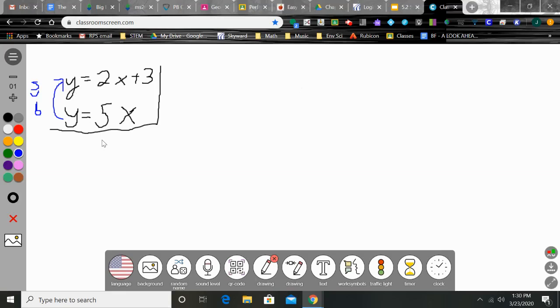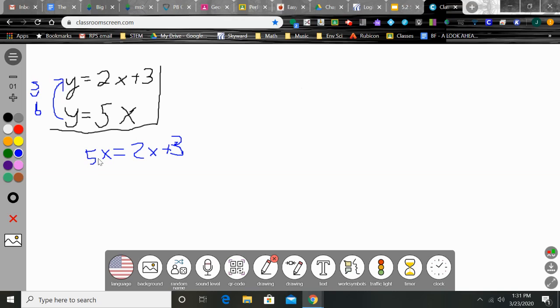for this y. So it's going to look like this. 5x equals 2x plus 3. And now all I'm doing, ooh, that's a terrible looking 3. Now what we're going to do is we're just going to solve for x.